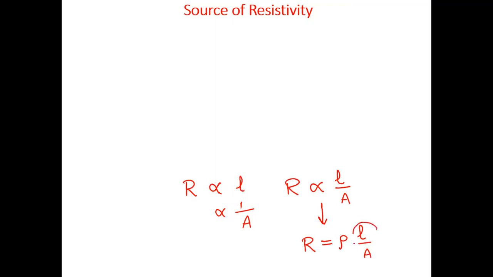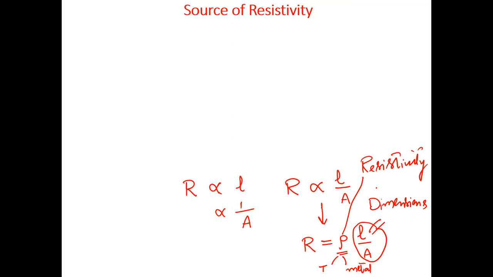Now see, this L by A is the dimension dependence because length and area, they correspond to dimensions. So that means this rho shows the dependence on number one, temperature, and number two, ke metal kaun sa hai. So this rho, the proportionality constant, is called resistivity of the metal. And this resistivity depends on two parameters, number one, temperature, and number two, nature of the metal.